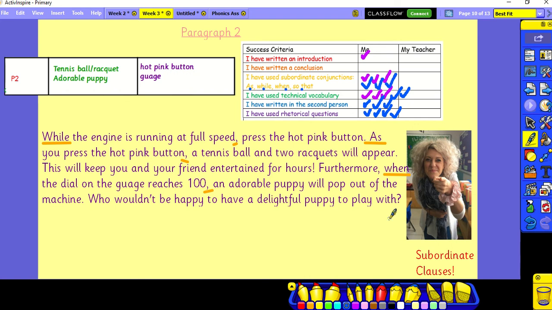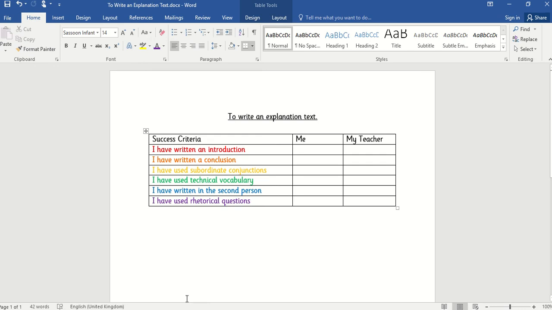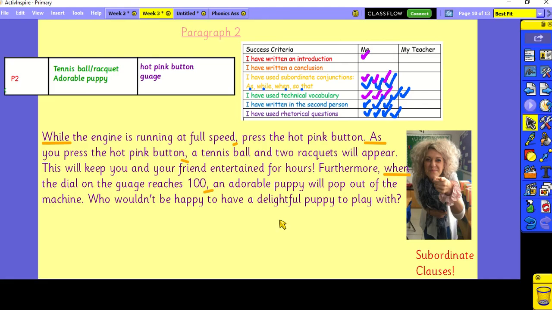Okay, off you go today and write your paragraph 2. Please keep using the same sheet that you started writing on yesterday. You don't need a new worksheet for this. Okay, well done Year 4. We will look forward to looking at your work.